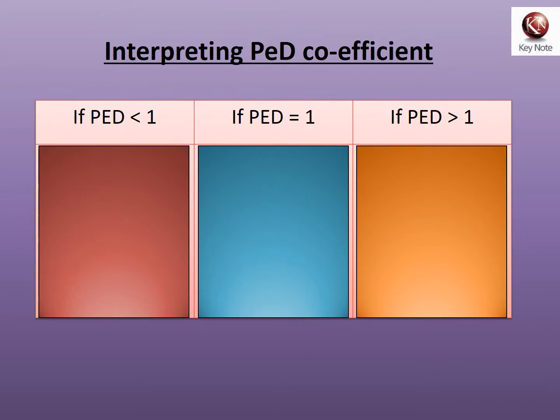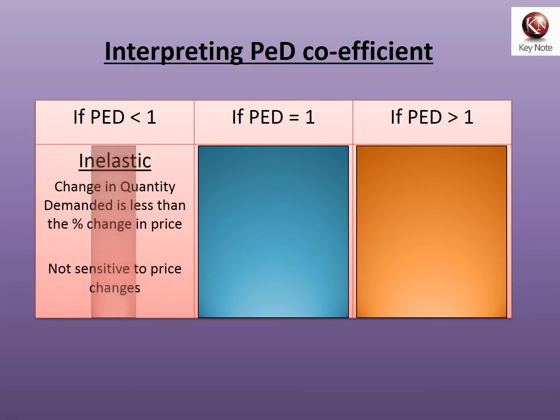Right, so what does that minus 0.5 actually mean? Well, when we're trying to interpret what PED actually is, we're always looking at how it compares to 1. So if PED is less than 1, it is what we would call price inelastic. In other words, the percentage change in quantity demanded is less than the percentage change in price.